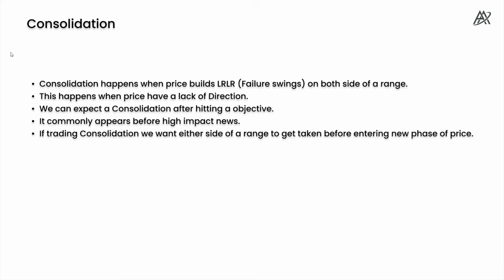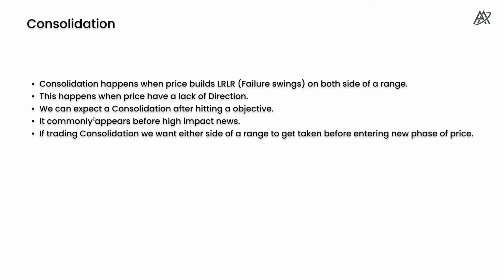Let's talk about consolidations first. Right. So consolidations happen when price builds low resistance liquidity runs, also known as failure swings, on both sides of a range, right? Not taking the external high or external low, and then just leaving failure swings at those points, right? This is typically how you get to know that we are in a consolidation, right? This happens when price has a lack of direction, right? The price doesn't know where to go, right?